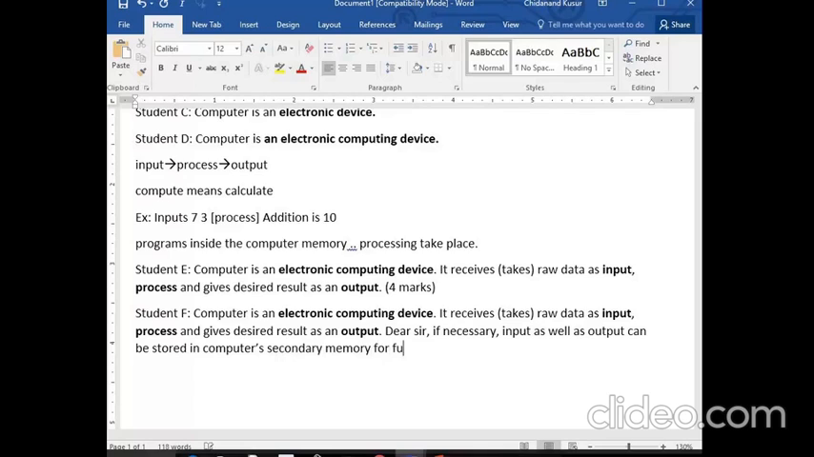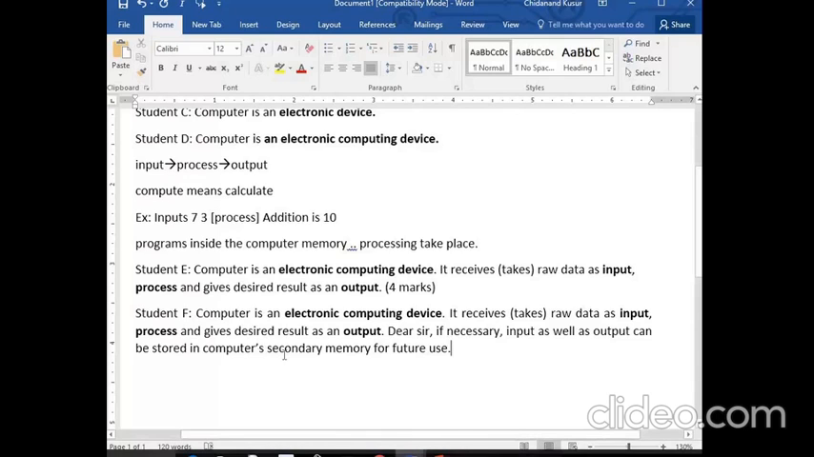For future use, sir. Very good. That means you can store input as well as output in computer's secondary memory for future use. Very good point covered by this student. I am more happy. Very good, excellent.